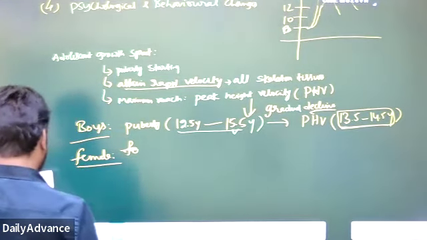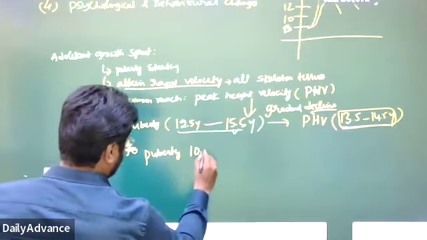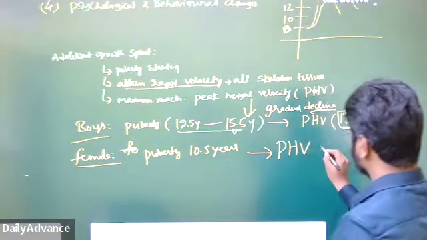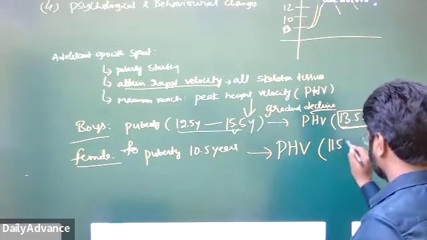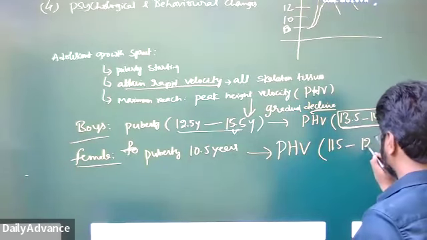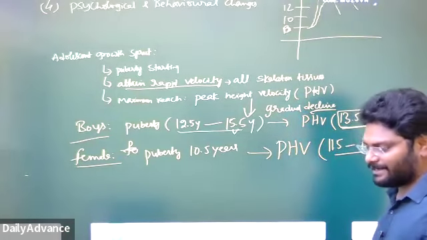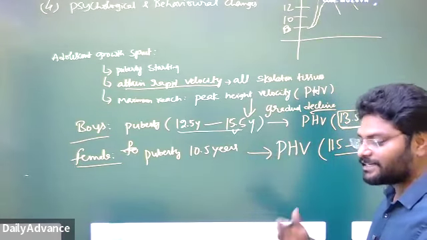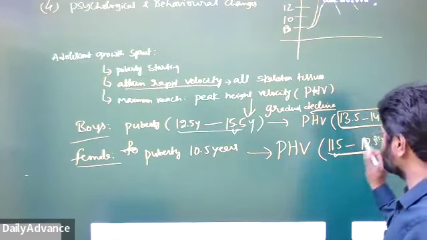So female puberty is generally initiated at 10.5 years. But PHV, peak height velocity, we can observe at 11.5 years to 12.5 years. From this you can say girls attain peak height velocity, or total height greater than the boys, about 1 year prior, or sometimes 2 years also.